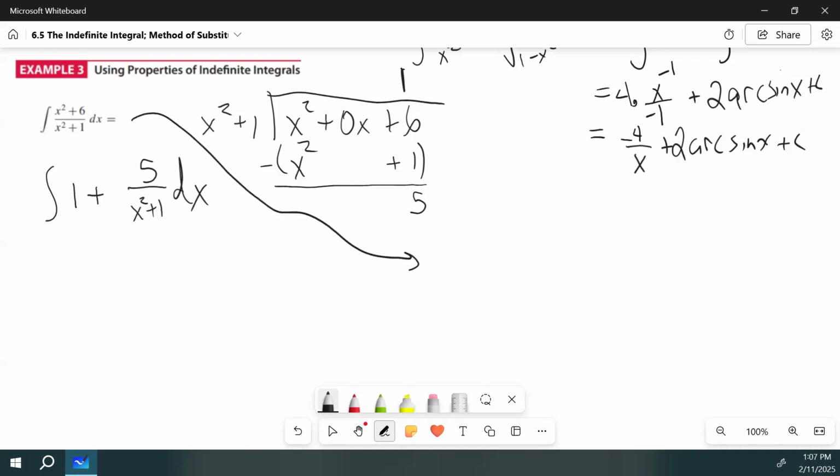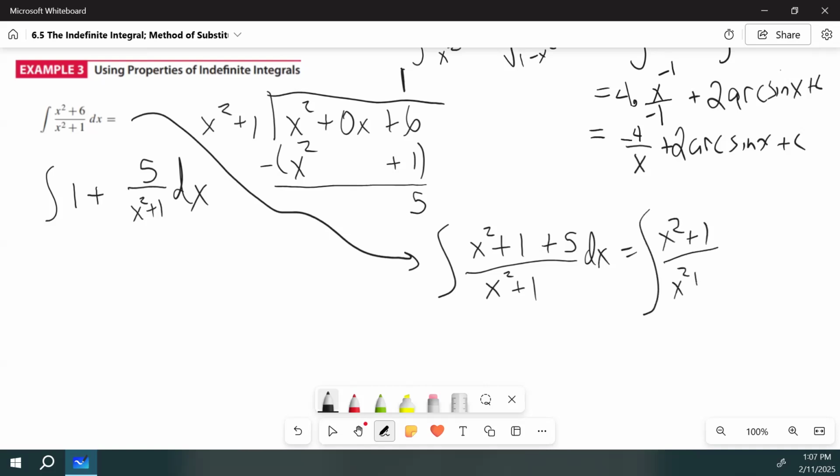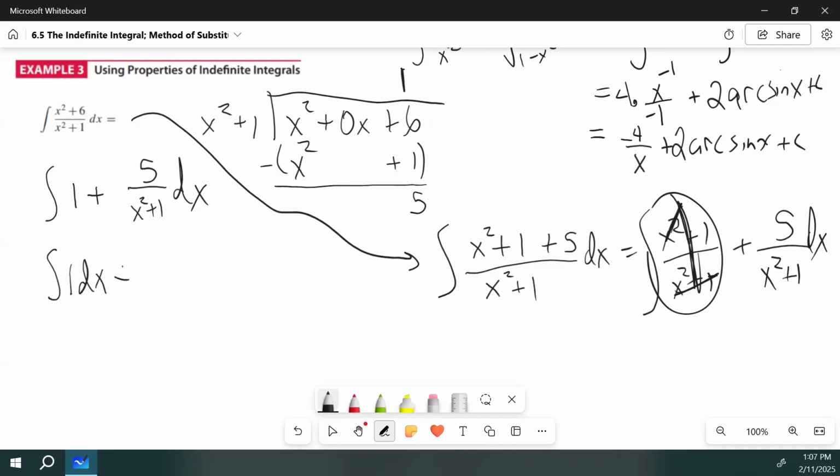Now, another way that I've seen this done is, since the numerator contains a plus 6, I could rewrite that plus 6 as plus 1 plus 5, then I get a piece of the numerator that's the same as the denominator, and I can break it up into x squared plus 1 over x squared plus 1, plus 5 over x squared plus 1 dx. All right, and then this is just equal to 1, and then we're back to what we have over here. Okay, so we could rewrite that as the integral of 1 dx plus 5 times the integral of 1 over x squared plus 1.